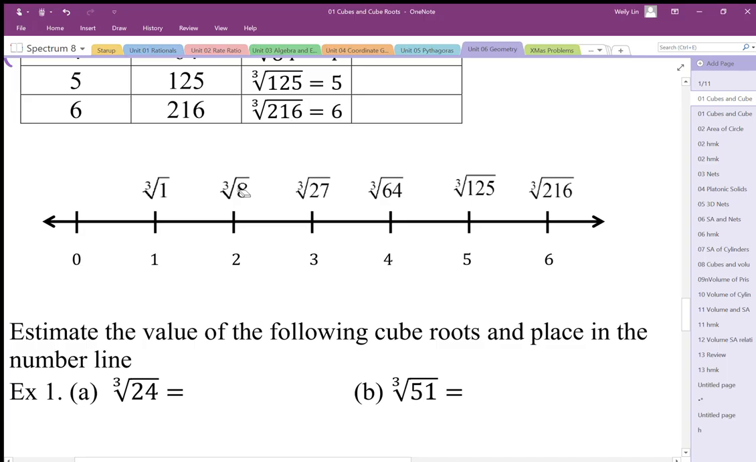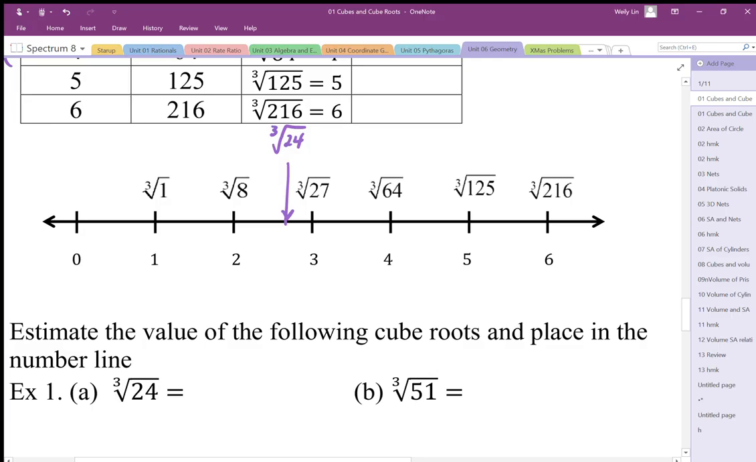So the side length on the bottom here, to get a volume of 24, I have to have a bigger volume than 8. But I also have to have a smaller volume than 27. So it's got to be in here. So my side length has got to be between 2 and 3. I'm just going to put anywhere in between, which is going to be good enough as an estimate. So the cube root of 24 is going to be right about there.